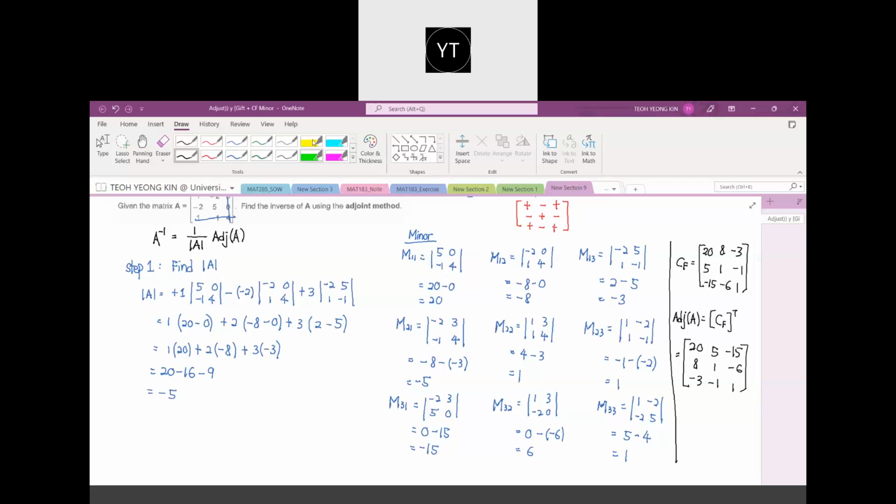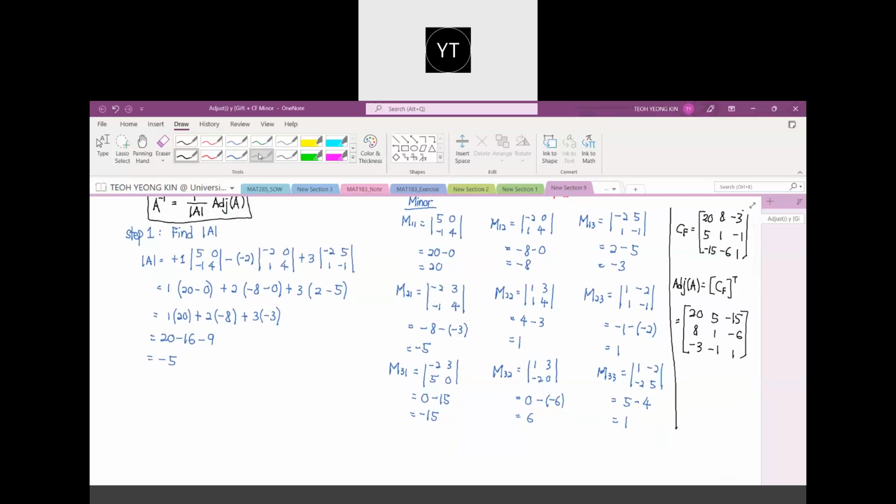We have the adjoint. So now we can plug into the formula. So kita boleh ganti dalam formula saja. So finally, A inverse is equal to 1 over the determinant of A, which is negative 5, multiplied with the adjoint A. So adjoint A will be this one lah, yang kita baru dapat tadi. 20, 5, negative 15. So 8, 1, negative 6, negative 3, negative 1, and 1.